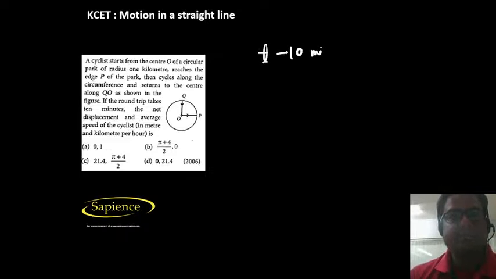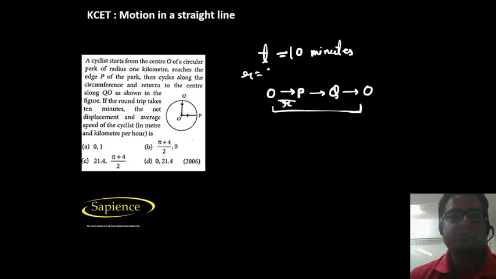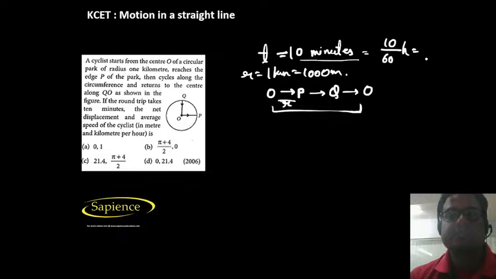So the time taken, that is 10 minutes, to go through the path from O to P it went, and then from P to Q it went, and then again from Q to O. So the entire length of the path will be how much? You have to find from O to P. This length is obviously the radius R, and the radius of the circular park is 1 kilometer, which is 1000 meters. Time is 10 minutes, so I can say it is 10 by 60 hour, which is 1 by 6 hour.